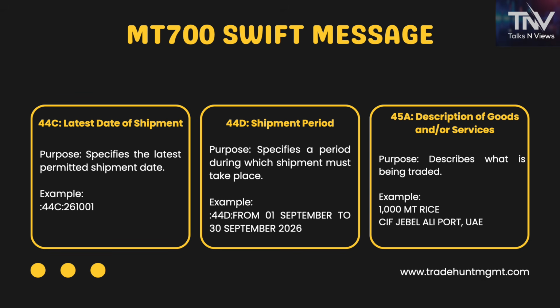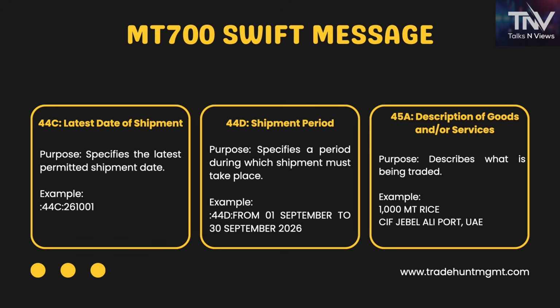Field 44C, latest date of shipment. Purpose of this field, specifies the latest permitted shipment date. Example. Field 44C, 261001. Which means October 1, 2026. If the LC requires shipment no later than October 1, shipment after that date may create a late shipment discrepancy.